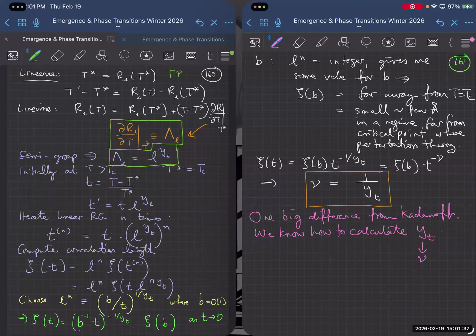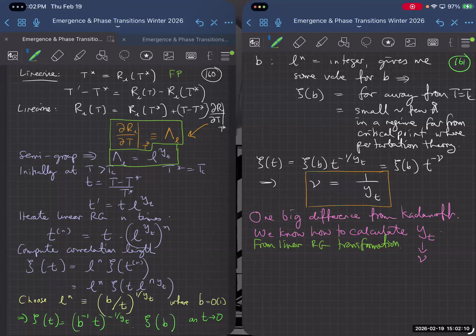And so we know how to calculate y sub t because we know it from the linear RG transformation. That's the big difference. It's not just hand waving. We actually know how to calculate it. So that's example number one.